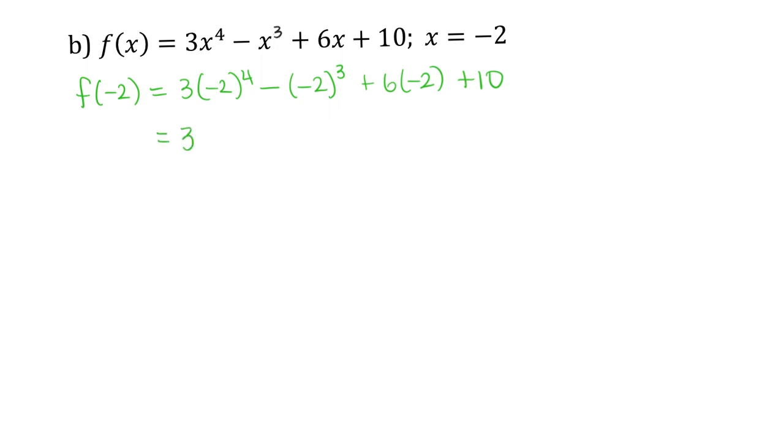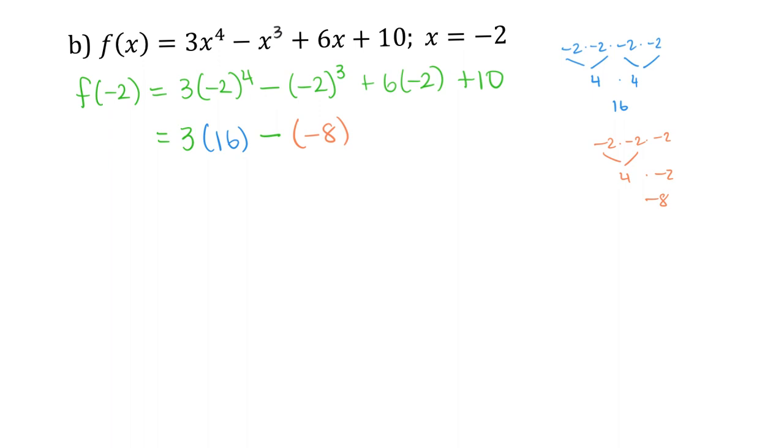So negative 2 to the fourth. Negative 2 times negative 2 times negative 2 times negative 2. Okay, you can do them in order. You can break them up as long as you respect their signs. So negative 2 times negative 2 is positive 4. That's positive 4. So this is going to be positive 16. Okay, minus. Now let's do negative 2 to the third. Negative 2 times negative 2 times negative 2. So that's 4 times negative 2, which is negative 8.